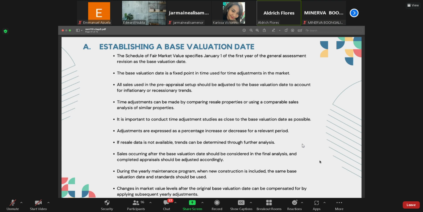Sabi rin, during the yearly maintenance program, kung mayroong mga bagong construction or changes sa property, kailangan natin itong i-consider. Siyempre, pag in-adjust natin siya, based pa rin doon sa ating base valuation date. And last, dapat i-apply natin yung yearly adjustment para updated yung property assessment with current market trend.